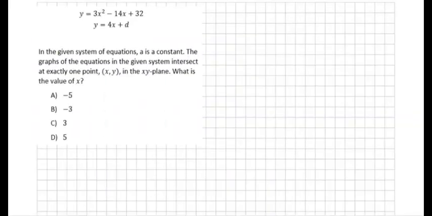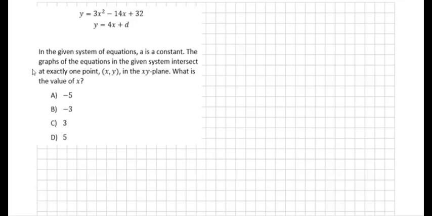Here in this question, we have a system of equations. One of them is a quadratic equation, which is the first one here, x to the power of 2. And the second one is a linear equation, considering d here is a constant. So in the given system of equations, a is a constant. The graph of the equations in the given system intersect at exactly 1 point. This means we have one solution to this system.